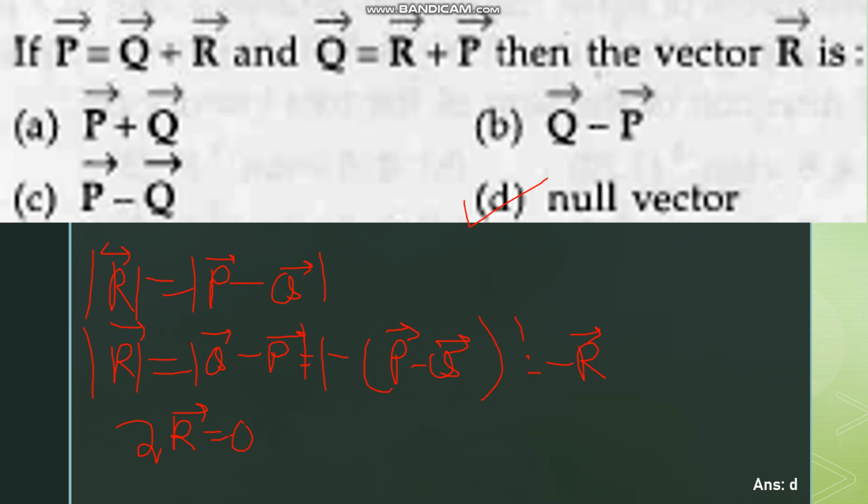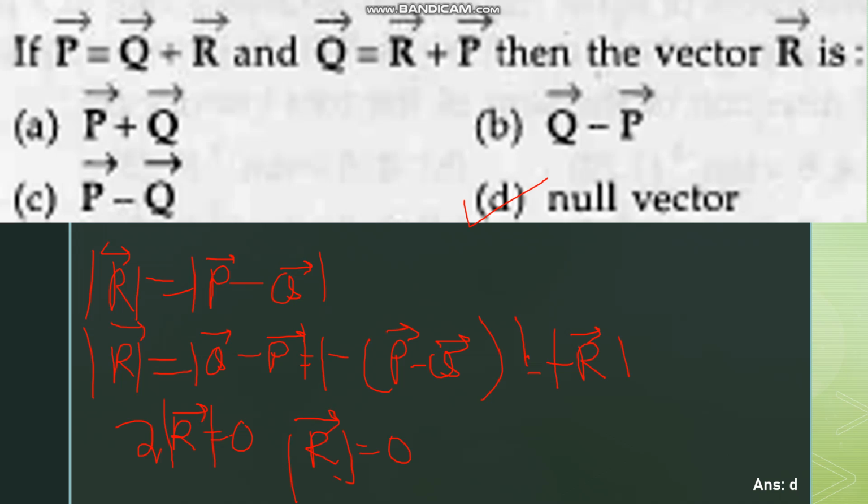So modulus of 2R vector is 0, so modulus of R vector is 0. So this simply implies that R is a null vector. That's all. A simple question.